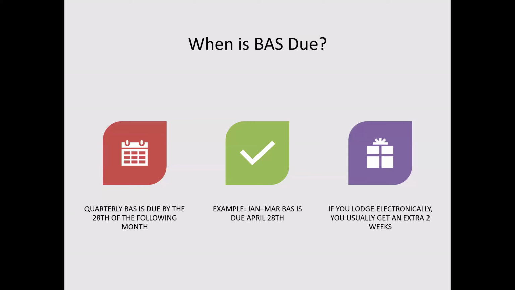If you lodge electronically, you usually get an extra 2 weeks to lodge. So if you use Xero or QuickBooks or MYOB, then you get an extra 2 weeks. If you do it through a BAS agent, you get an extra month to lodge. But I'm assuming you guys are all do-it-yourself bookkeepers and do it yourselves.